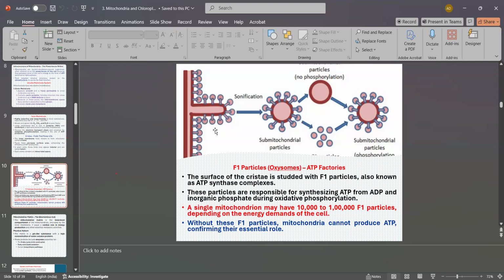A single mitochondrion may have 10,000 to 1 lakh F1 particles, depending on the energy demand of the cell. When the energy demand is higher, the F1 particles are more numerous, which is an important characteristic feature. Without these F1 particles, mitochondria cannot produce ATP. This confirms their essential role.